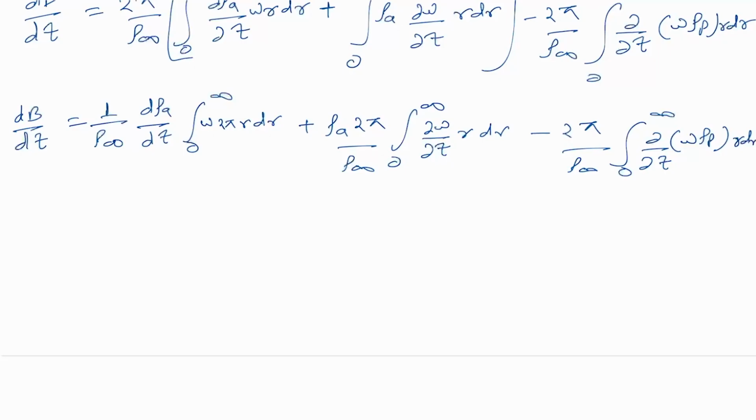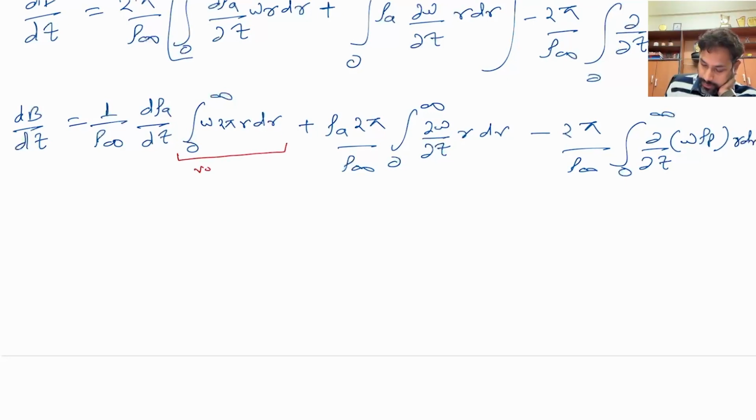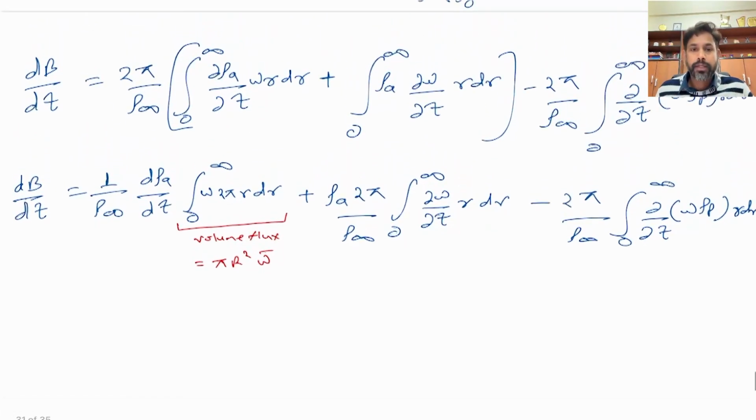So now if you look at this equation, you can simply say that this is actually equal to the volume flux, right? This is the volume flux, and that must be equal to pi r square w bar. That is the volume flux, and if you integrate it from 0 to infinity, this is eventually what you get, and that's why we can simply replace the first term with pi r square w bar.